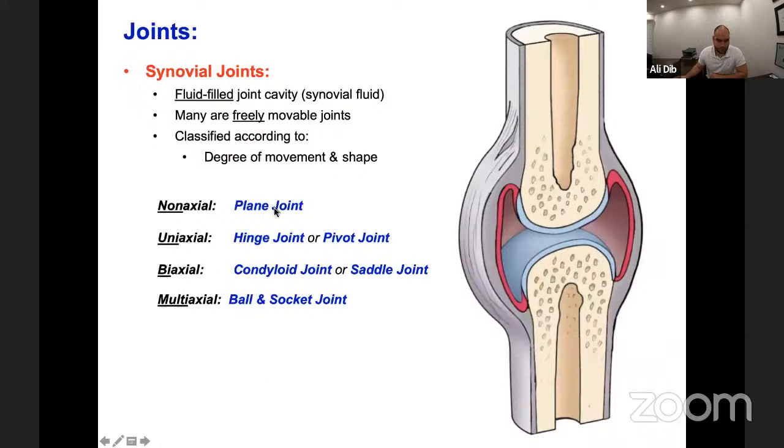And then we got the synovial joints. These are the joints that most people kind of consider joints. They're fluid filled with synovial fluid, and they're classified according to the degrees of movement that they allow. So you have 1, 2, and 3 degrees of motion. Most of these fall under the category of 2 degrees of motion, but you'll have a couple of joints that allow 3 degrees of motion.